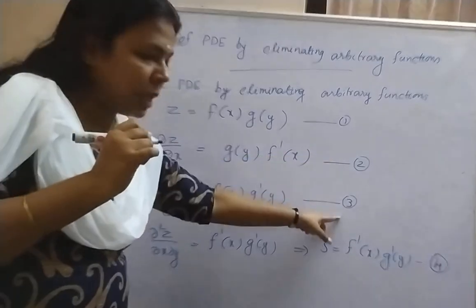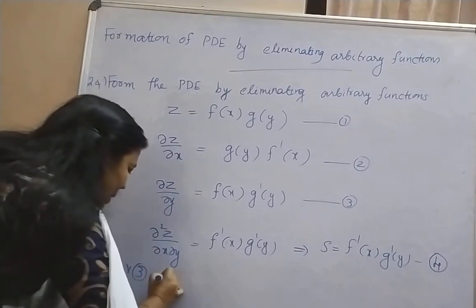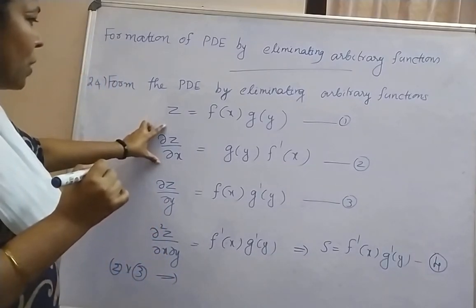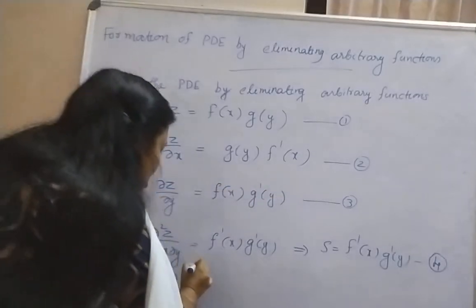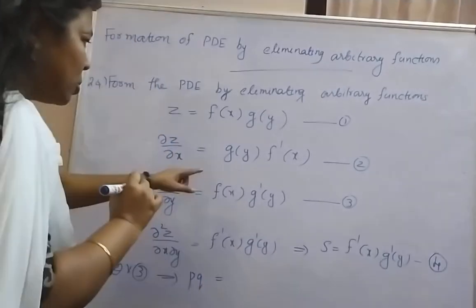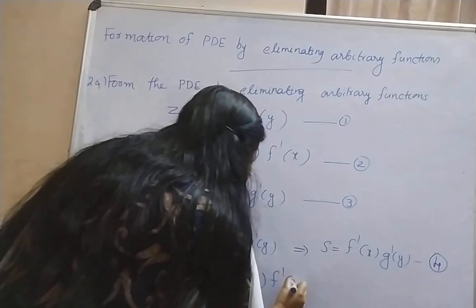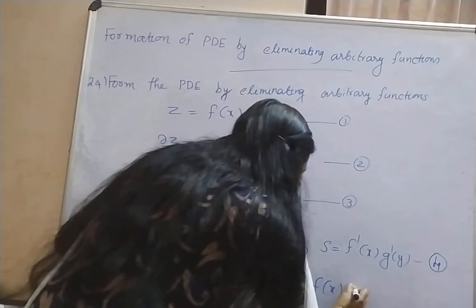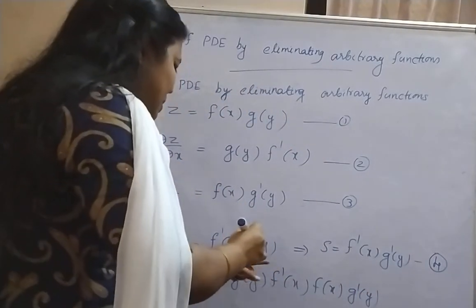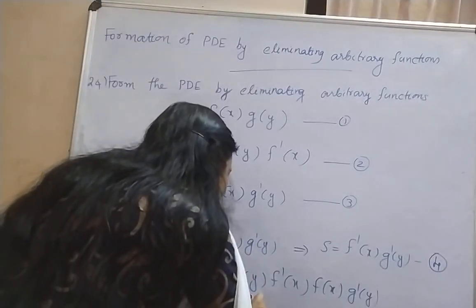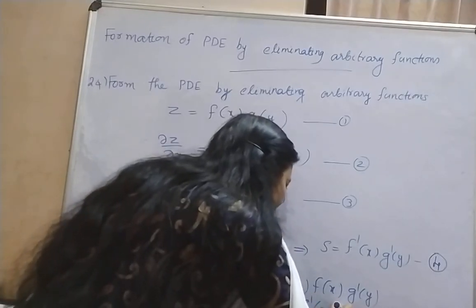Then find 2 into 3. Equation 2 into equation 3. LHS of equation 2 is P. LHS of equation 3 is Q. That is PQ equal to g of y f dash x into f of x g dash y. That is f of x g of y into f dash x g dash y.